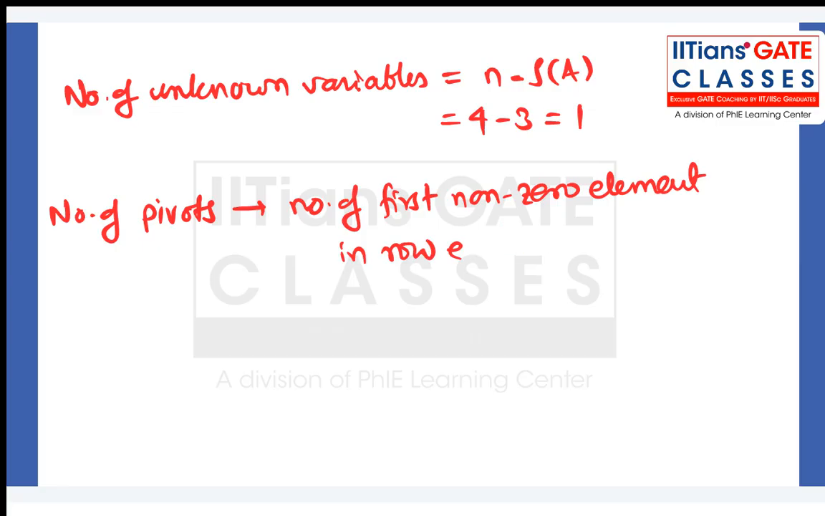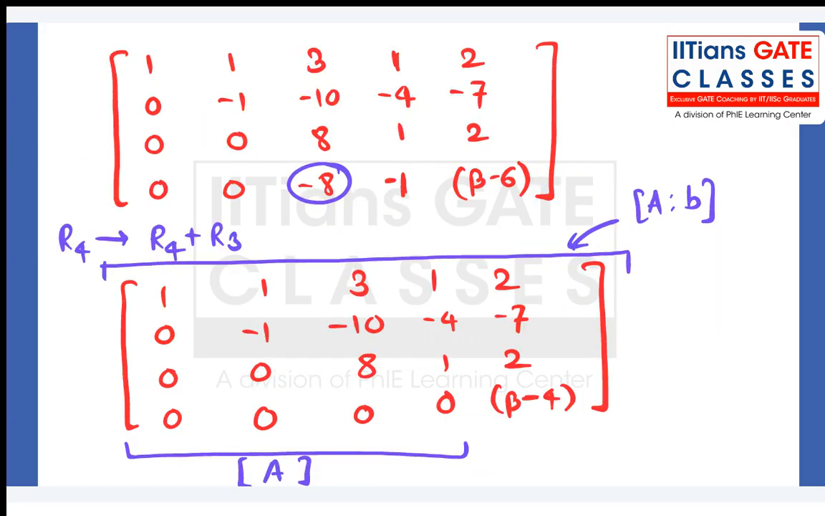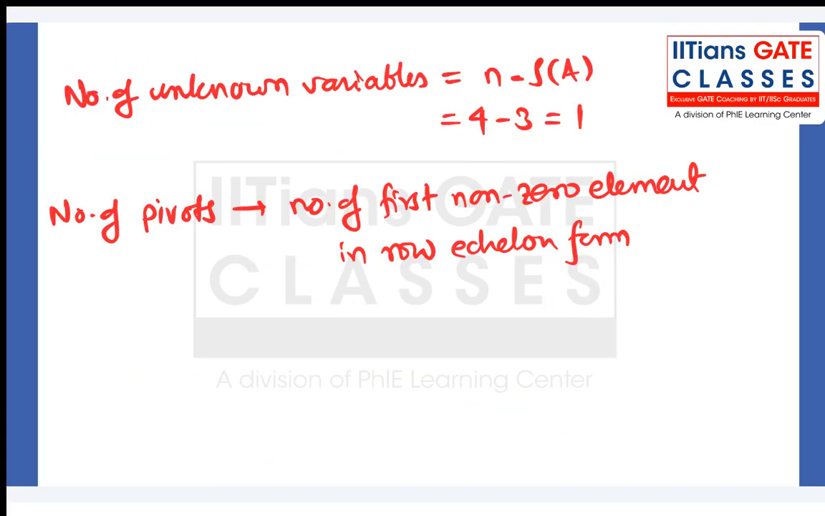Okay, row echelon form. If you look at the reduced form of your matrix, you can see there is 1, 2, 3. So there are 3 pivots here, not 4, because this last element is 0, so you can't consider it as 4. So there are 3 pivots. So this is equal to 3.